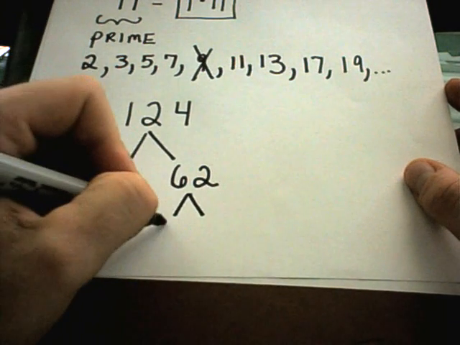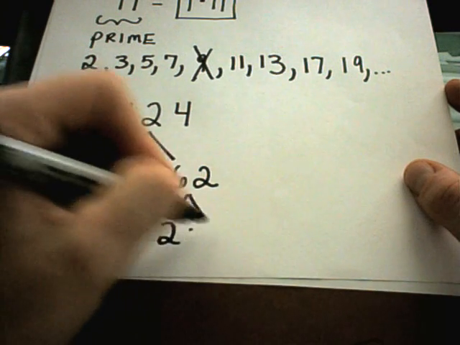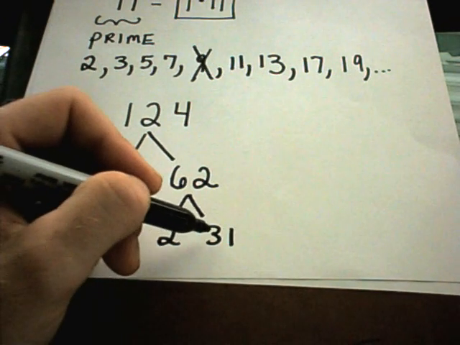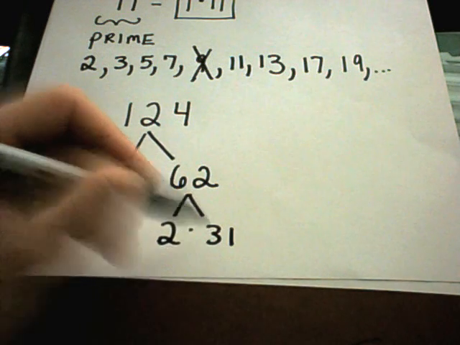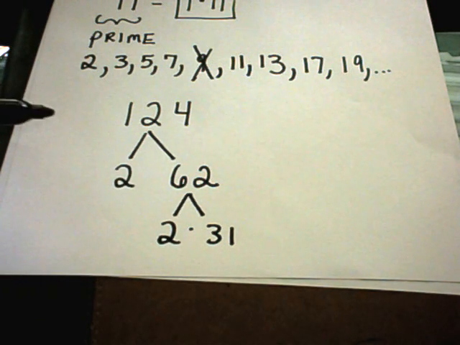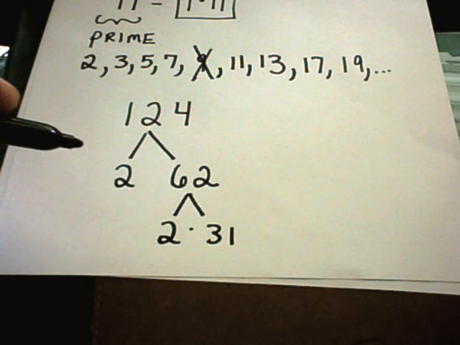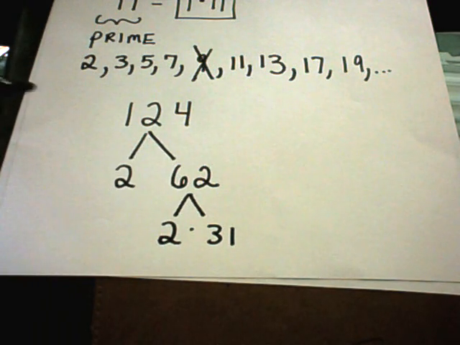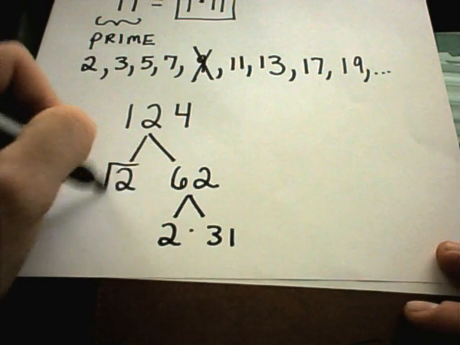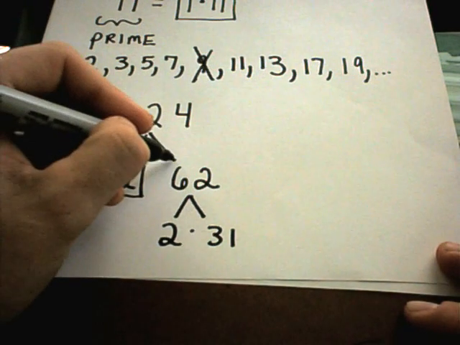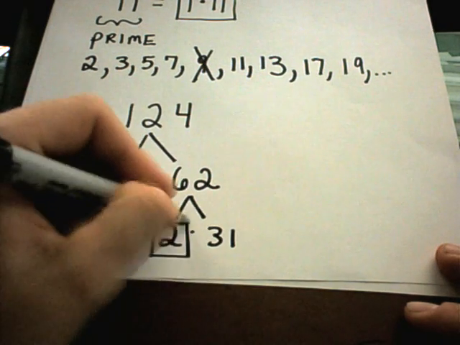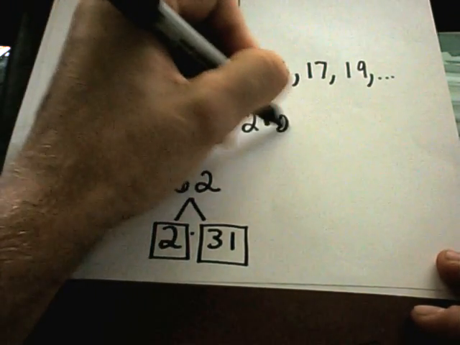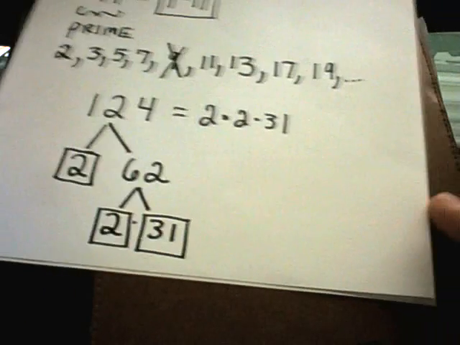62, again, I see an even number. I can break that down as 2 times 31. And now 31, does any number go into that besides 1 and itself? You can play around with it, but I think you can convince yourself relatively quickly that actually 31 is prime. So what we do is we look at the bottom of every little branch. So I follow this branch all the way down, and the numbers at the bottom, if you list them all out and multiply them, those will be the factors of your number.